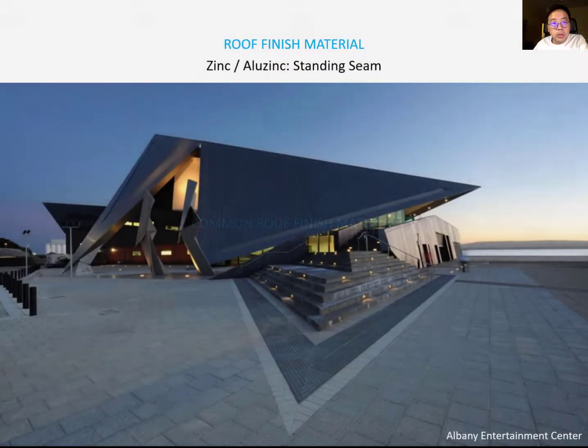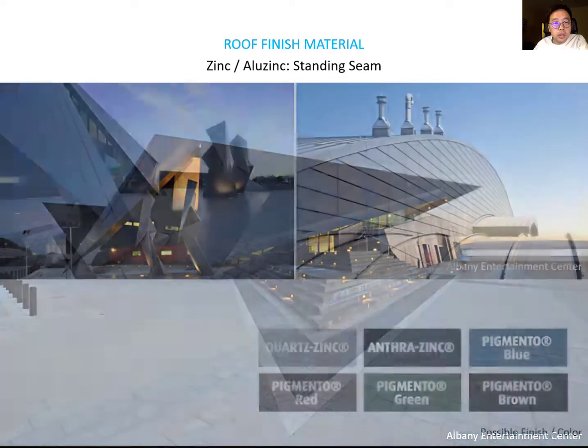So now we discuss roof finish material. First, the most common roof material is zinc and aluminum zinc. Zinc is the most popular roof finish material. It is a long-lasting finish material. It also protects against weather very well. You can see in this project, the Albany Entertainment Center, that this is the zinc and aluminum zinc material.